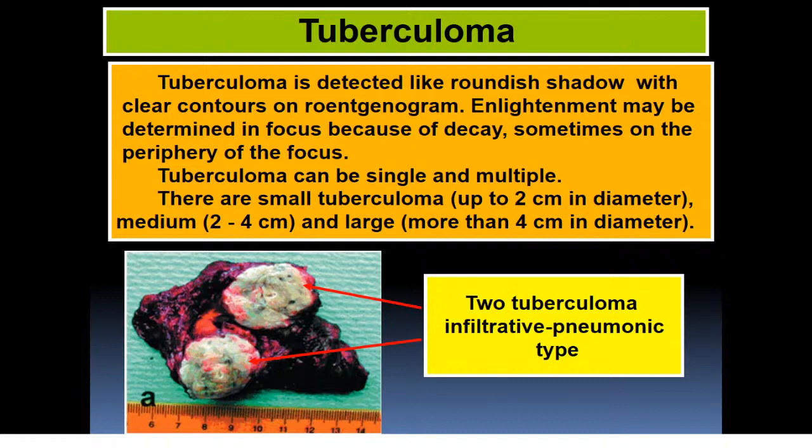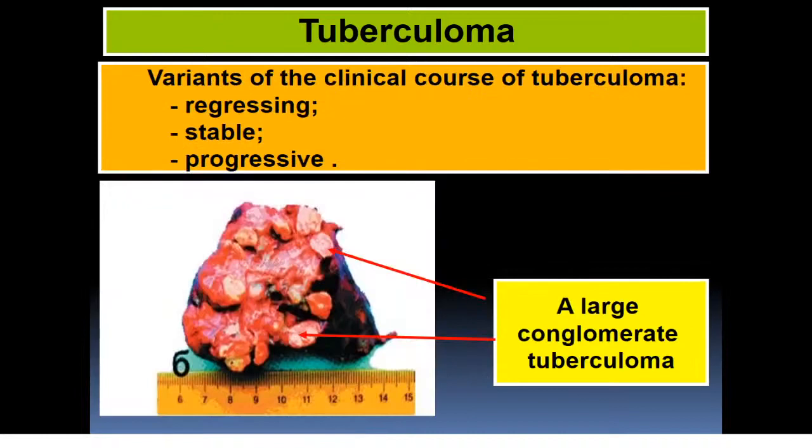And on this photo, you can see a macro preparation. This is part of a lung after resection, after operation. And here you can see 2 tuberculomas, infiltrative pneumonic type. This is caseous necrosis inside of tuberculomas, caseous mass.